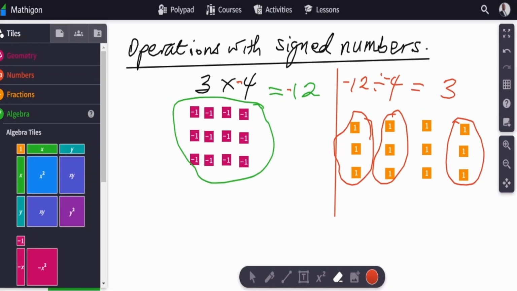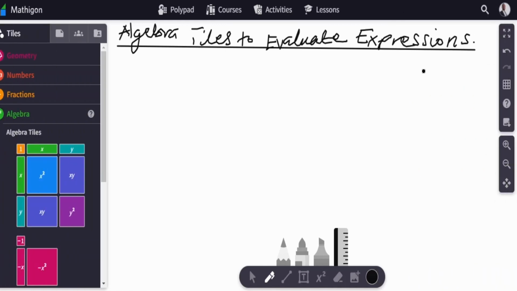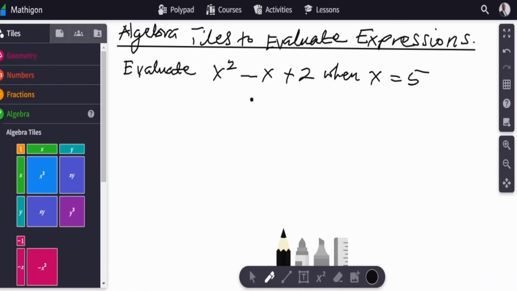We can also use algebra tiles to evaluate expressions. Let's say we decide to evaluate x squared minus x plus 2 when x equals 5. Starting from the far right here, we're going to model this by replacing the x with the 5. So we start with the 2, which doesn't have x. Then we have -x. Remember, x is 5, but this is -x, so we must have -5 tiles. Right, so we have our -x here, which is -5.